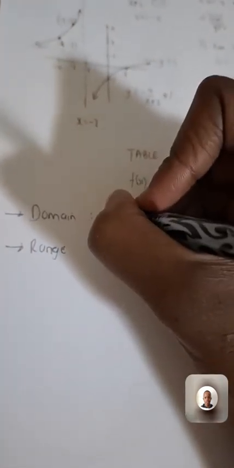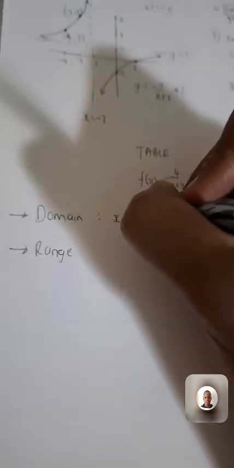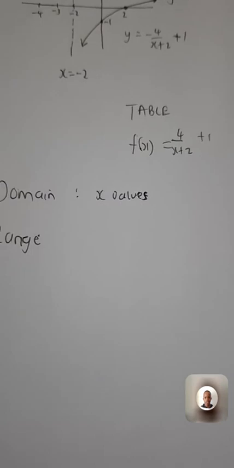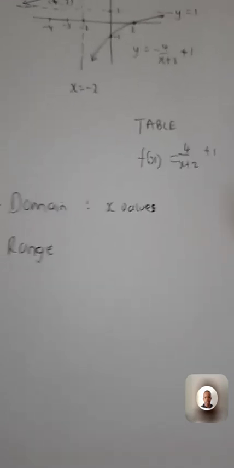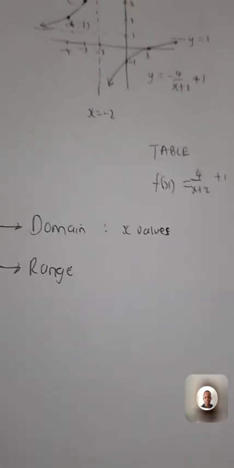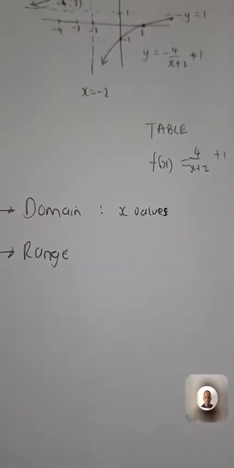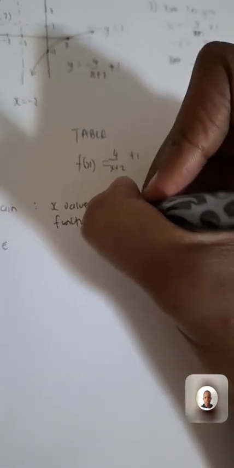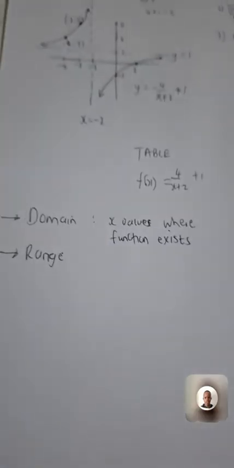Yes, the domain has to do with the x values. What about the x values, if I may ask, Lwandle? I know you said it has to do with the x values, but can you tell me more? I'm a bit stuck, sir. Okay, so the x values, these are the x values where the function actually exists. For the x values, where does the function actually exist?